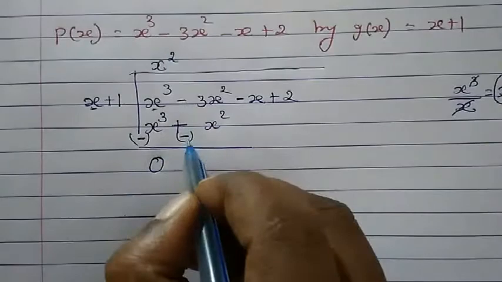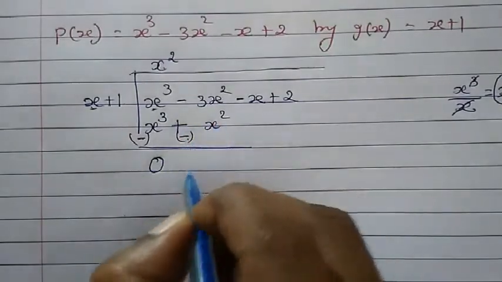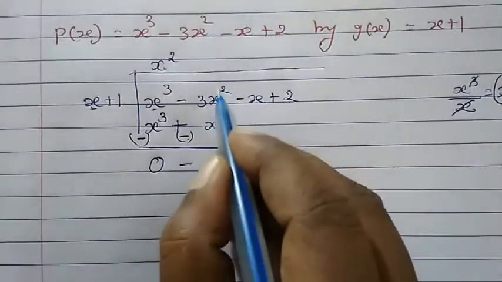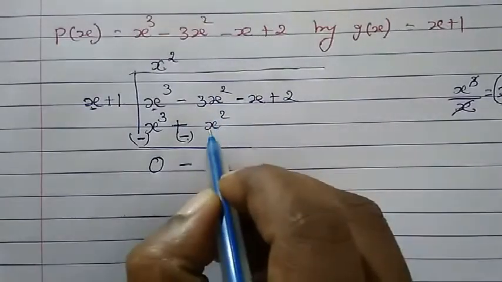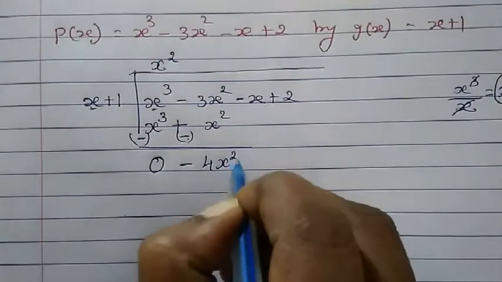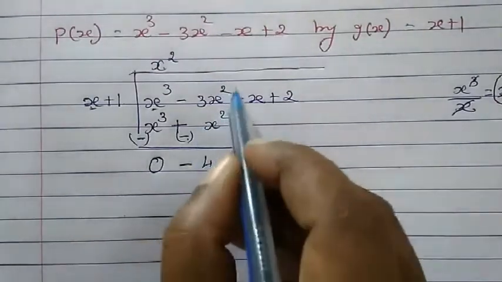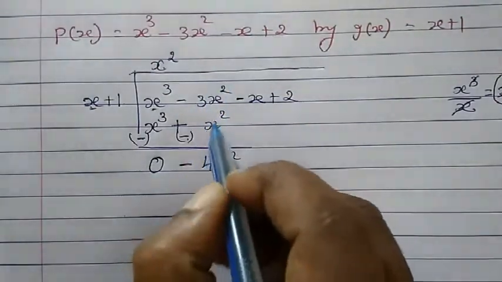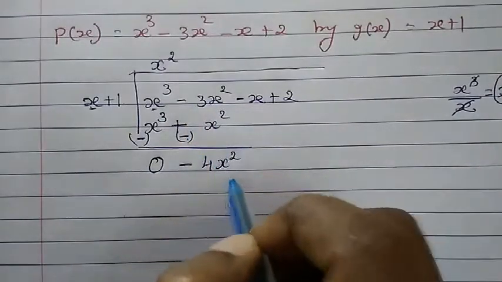And here minus, here also minus. So minus and minus will remain minus, but you have to add them. So here 1x square is there. So in total how many x square will we have? 4x square, because there is 1 there. So 3x square and 1 more x square. Together it will be 4x square.